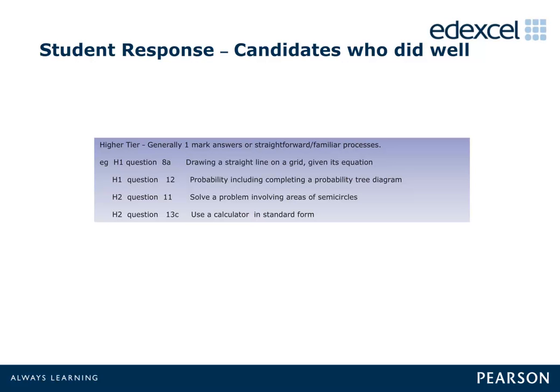Similarly, on higher tier, generally 1-mark answers or straightforward, familiar processes. For example, H1 question 8a, drawing a straight line on a grid given its equation. H1 question 12, probability, including completing a probability tree diagram. H2 question 11, solve a problem involving areas of semicircles. H2 question 13c, use a calculator in standard form.